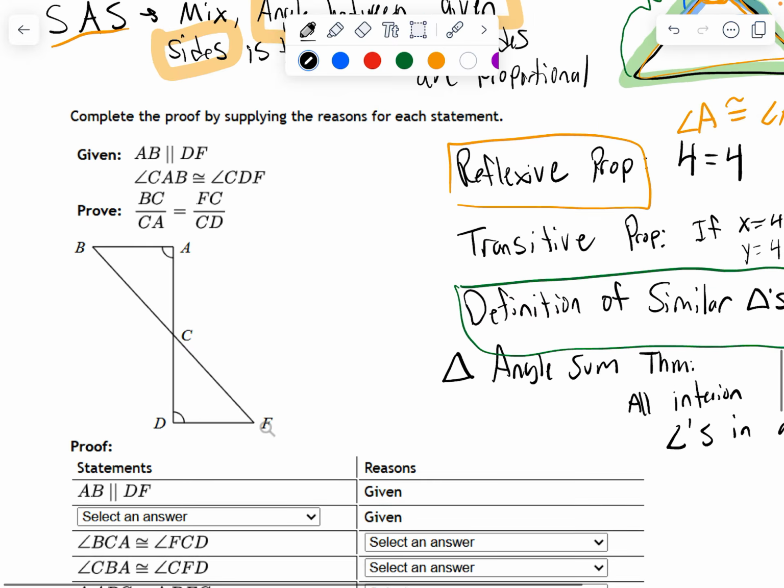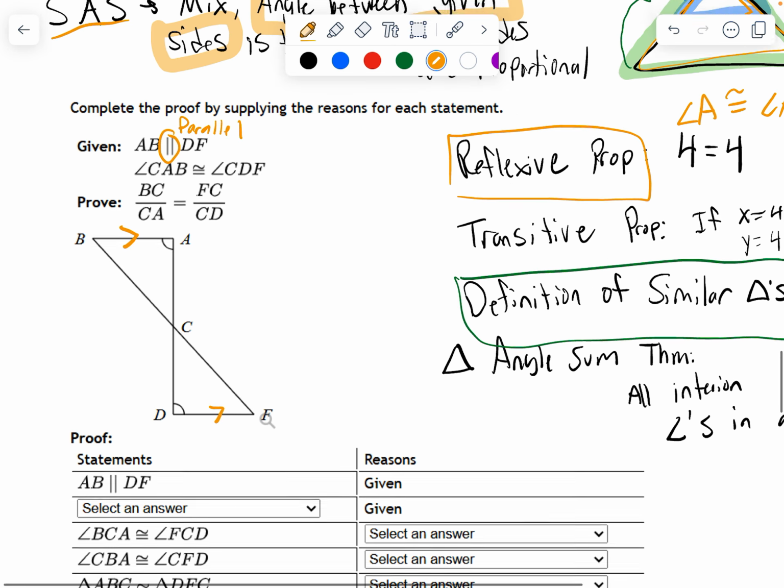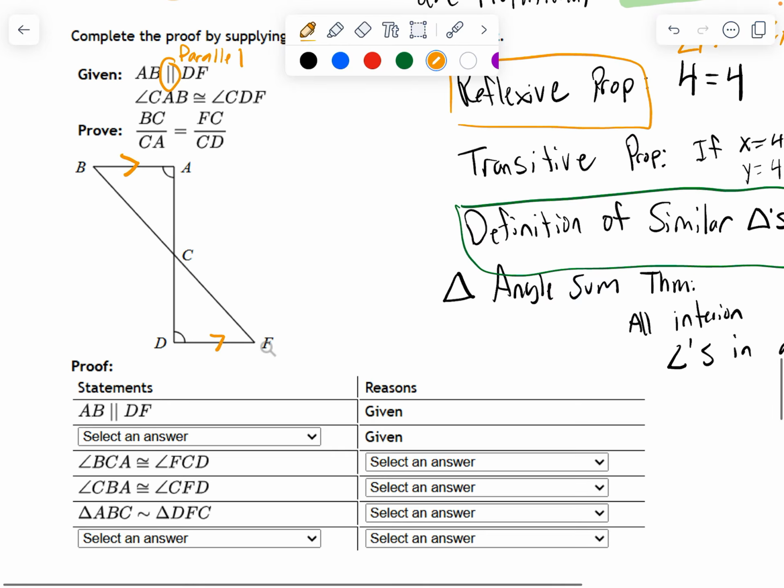When we're looking at this, we're given a few things. First off, we're given AB with these two lines to DF. That means parallel. That means that we have parallel lines from AB and DF. Okay, so down below, we see it filled in for a statement. AB is parallel to DF. How do we know that? Well, it was literally given to us.